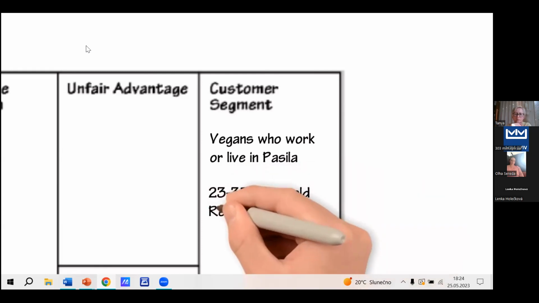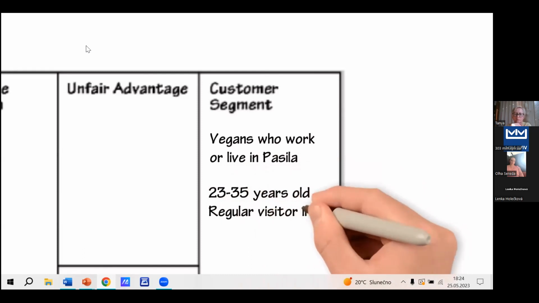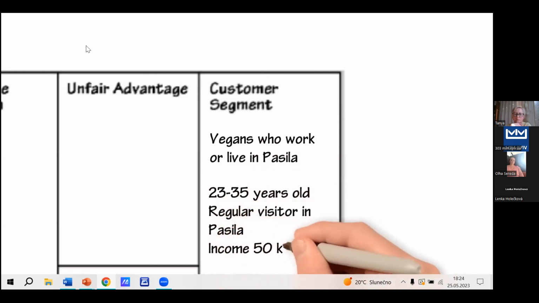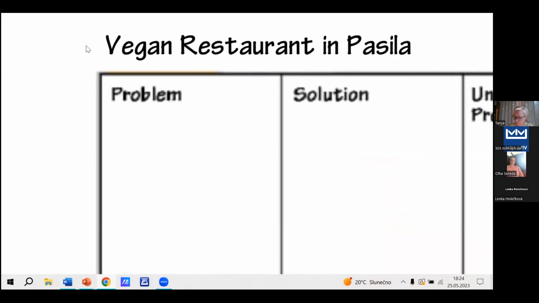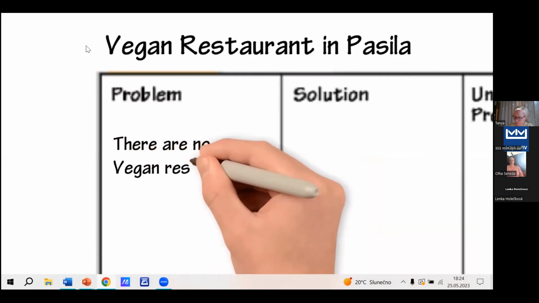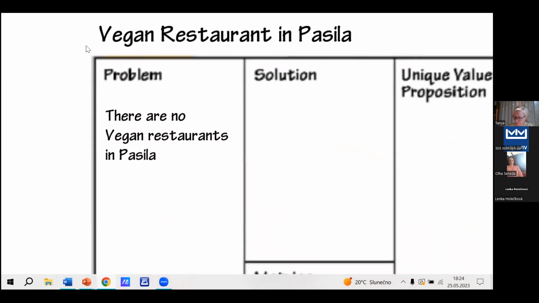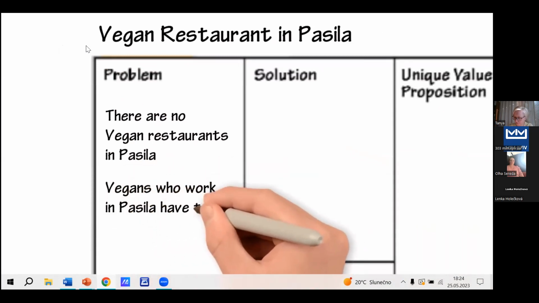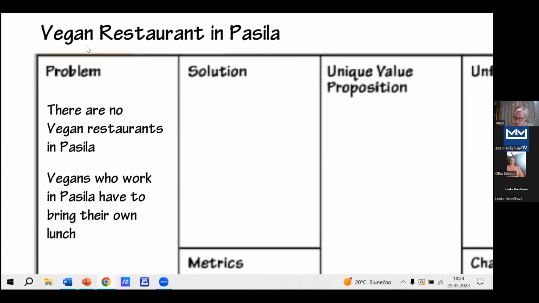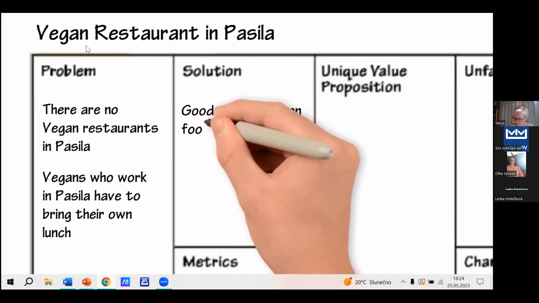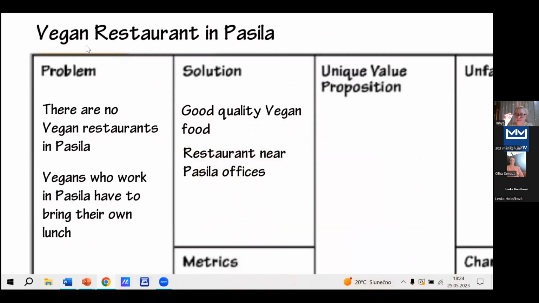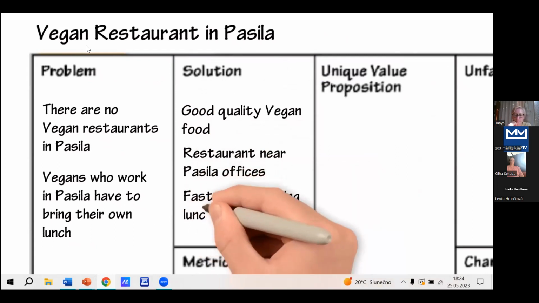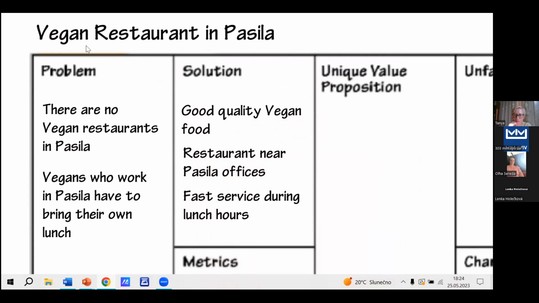This is a good idea since keeping the first customer definition narrow dramatically helps the next steps, and you can always broaden the audience once there's traction. So maybe 25, 35 years old and with reasonably high income. Done. Next up, the problem. Joe already knows that there are no restaurants in Pasila serving vegan food, and at least for himself, it's really annoying to prepare your own lunch every day. What could be the ingredients of the solution? Joe thinks that his customers would appreciate good quality food, and also the restaurant would obviously have to be nearby the Pasila office complexes. And also the service should be quick since usually people have tight schedules during the workdays.